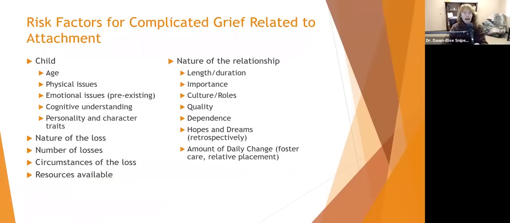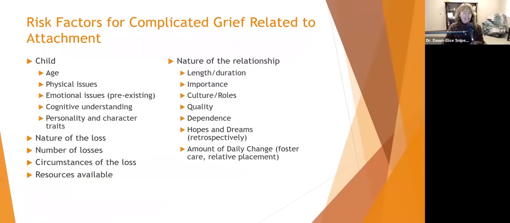Emotional issues. If the child had pre-existing emotional issues prior to the loss of the caregiver, then it might intensify the grief reaction. If they aren't able to cognitively understand what happened, and most 0 to 5-year-olds are not able to cognitively understand what happens, then it may impact. Remember, at this stage, they tend to think of bad things as happening as a punishment to them. So they may have difficulty coming to terms with why this caregiver was taken away from me. I don't know. And a lot of kids are like, well, you gotta know. There's got to be a reason.